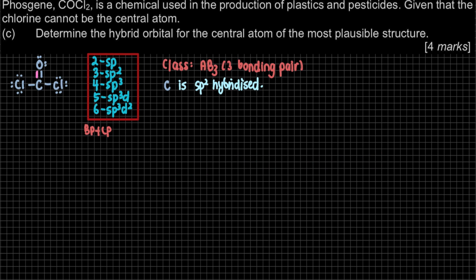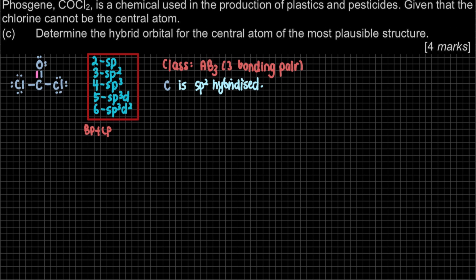Now back to the question again. So we have determined the hybrid orbital for the most plausible structure. But when you see the marks here, you got 4 marks. So it seems impossible, right? This is the only solution for a 4 marks worth of question. So the next step is, you have to show the hybridization.